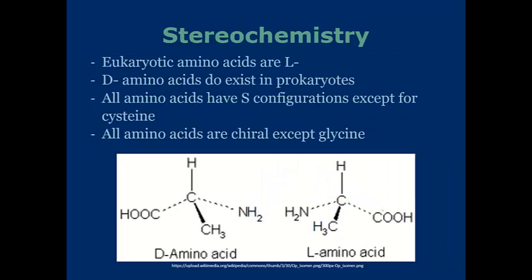When you look at it from a stereochemistry standpoint, there's only two configurations of amino acids. There's D and L, and this is based on where the amino and carboxylic acid groups are with respect to each other. All amino acids are noted to have an S configuration except for cysteine, and they're all obviously chiral except for glycine, which has just a hydrogen as its R group. Eukaryotic amino acids are all L, whereas D amino acids can exist in prokaryotes. This is largely based on how we make proteins within eukaryotic cells.